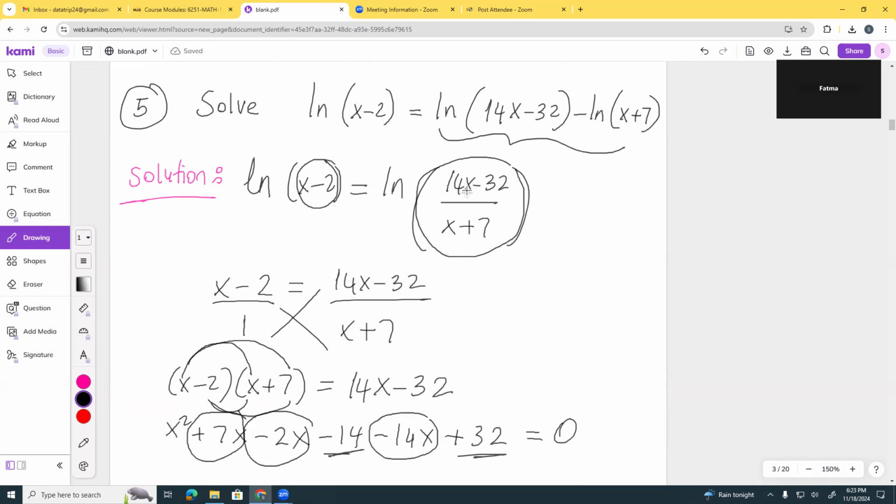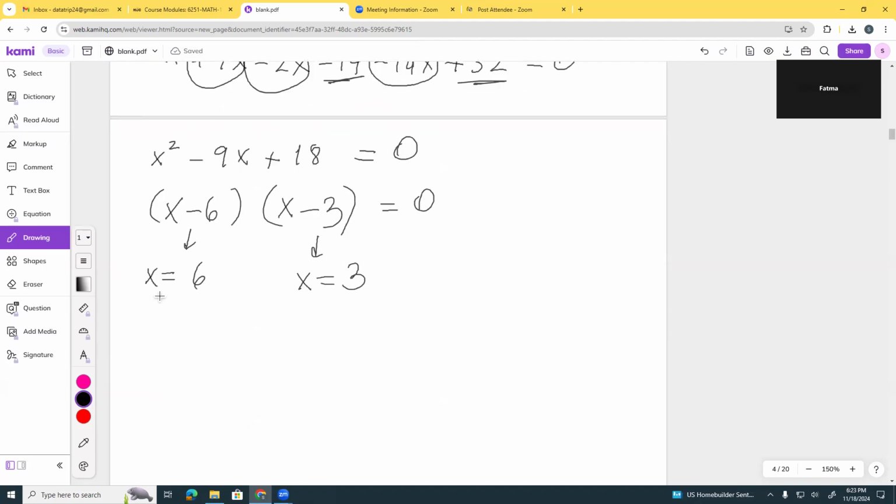14 times 4 is, actually, maybe it's going to be easier to check here. 14 times 4 is 56, and 56 minus 32 is definitely a positive number. So this is the 2. And 6 plus 7 is 13. That's not a negative number. So 6 is a very nice number. We're accepting 6 as a solution. It never gave me a negative number.